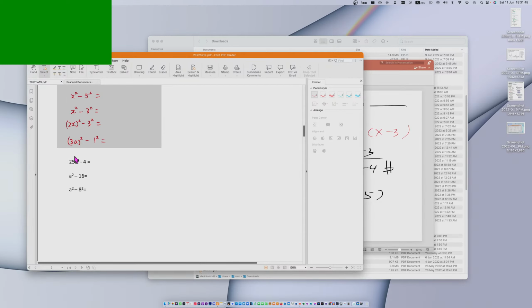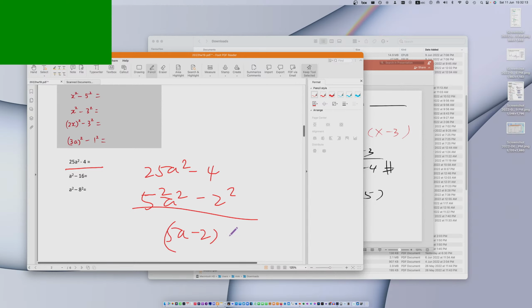Okay? Go ahead. But just now I asked you to take note of this. 25a square minus 4, you need to first change to 25a square minus 2 square first. Can you do it from here? Or you still need to change the 25? Still need to change the 25. Yes, because you need to change everything to square first before you can do the 5a minus 2, 5a plus 2. Are you clear? Next.